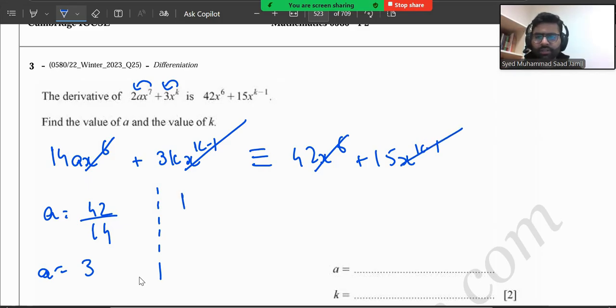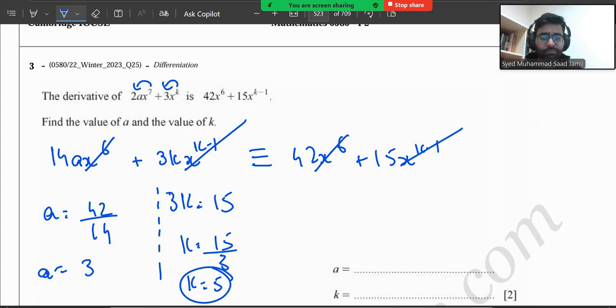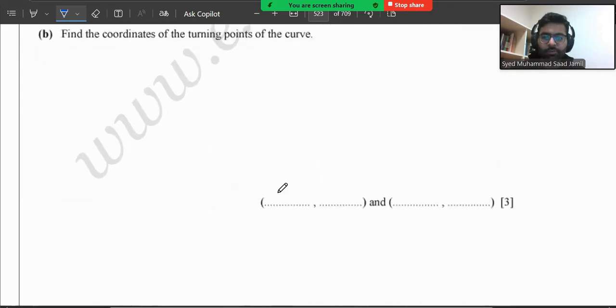Now this part, look, x to the power k minus 1, cancel it out. Did I do it right? Of course I did it right, I never doubt myself. So 3k is equal to 15. k is equal to 15 divided by 3. k is equal to 5. Simple. So my question to you again, have we studied it? Yes, we have.